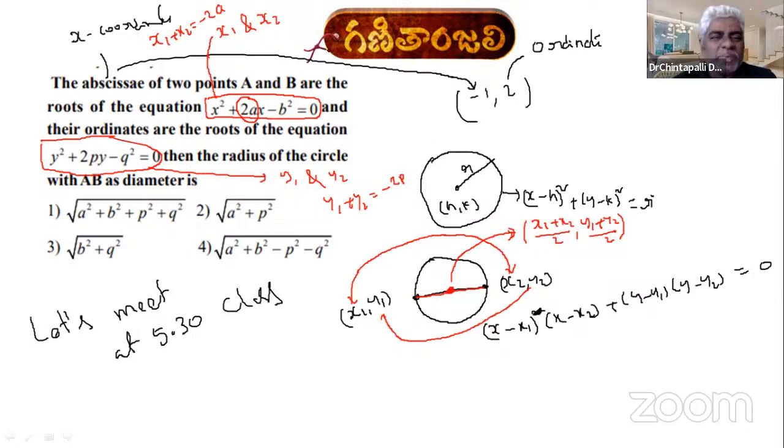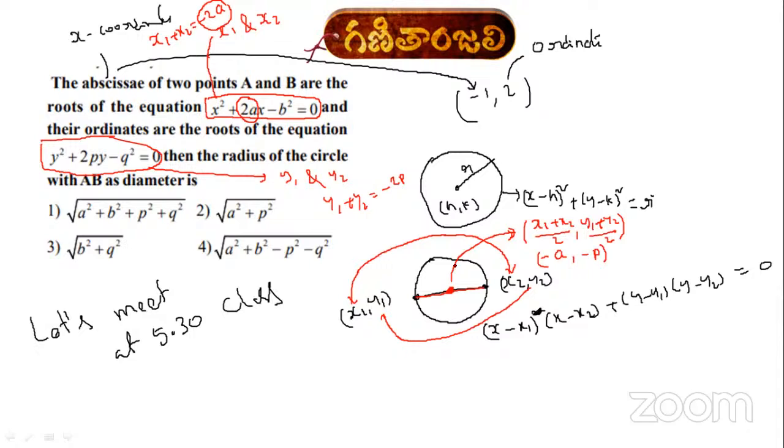See, Amma, what is x1 plus x2? Minus 2a. Minus 2a by 2 means what? Just minus a, right? And what is y1 plus y2 by 2? Minus p. Okay. So the center is minus a, minus p. Is it necessary for us to find the center? We don't need. We can find the equation of the circle by using this formula.